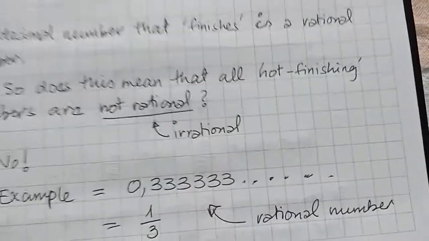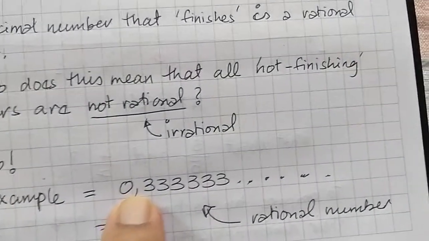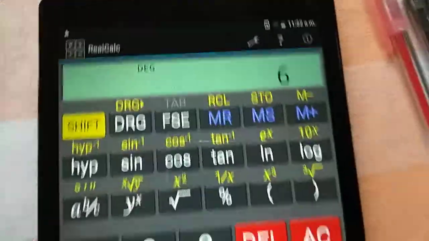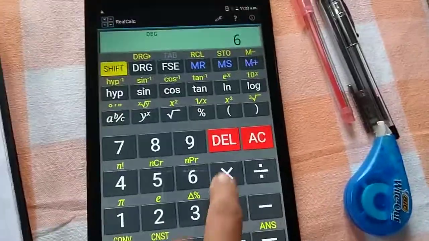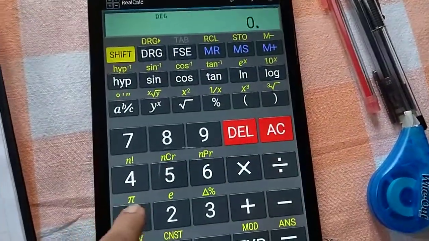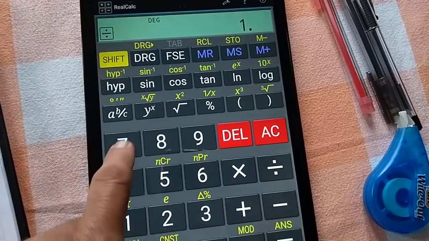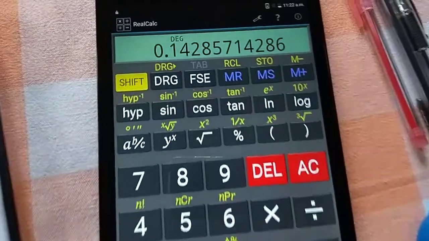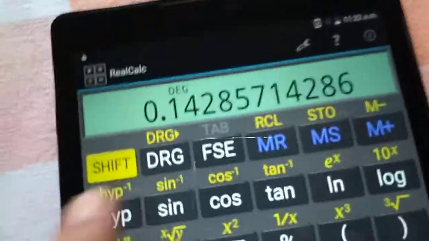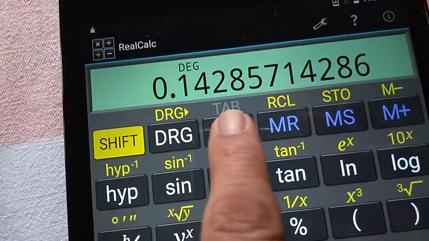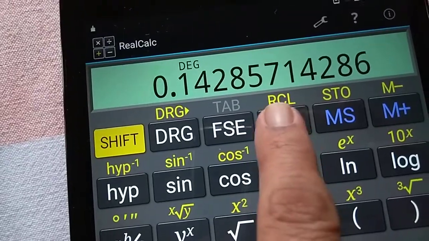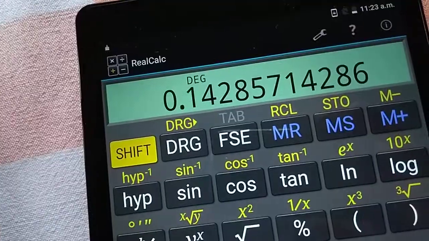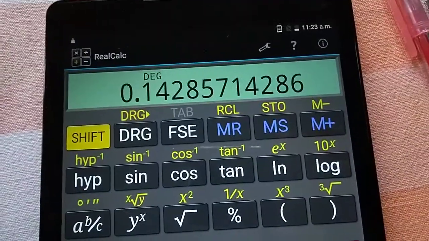For example, if you take 1 over 7, you will get some repeating numbers. Let's try that out. I have a calculator here. So, let me clear it. 1 divided by 7. This is a rational number. So you see, this is it. If you take 0.142857, then again it will repeat 142857. 142857. It will go on and on.